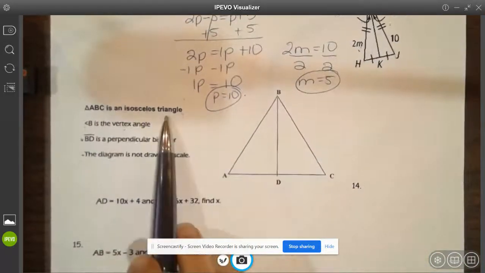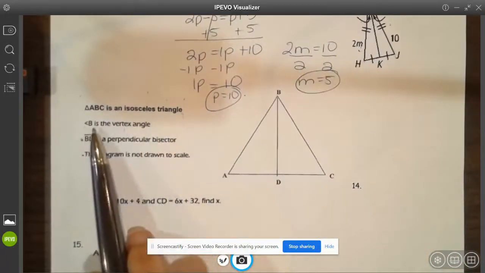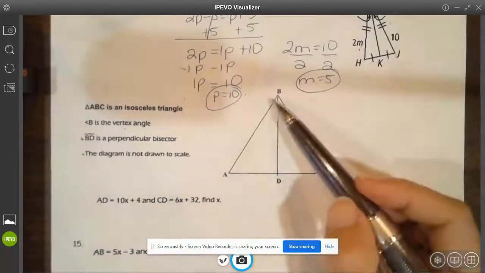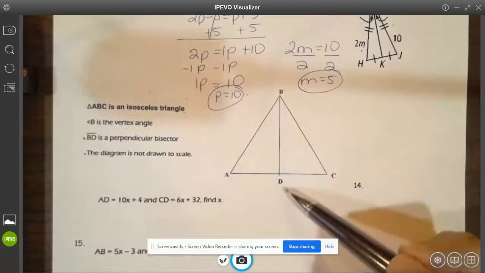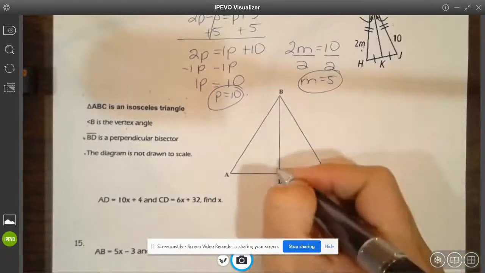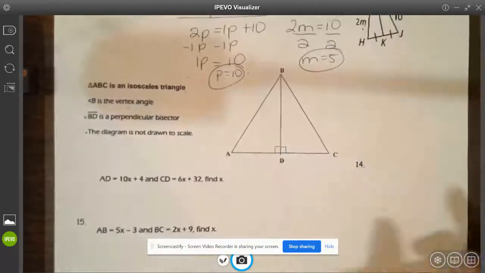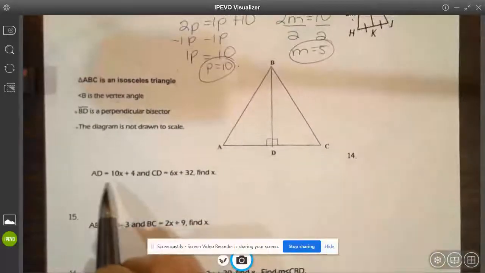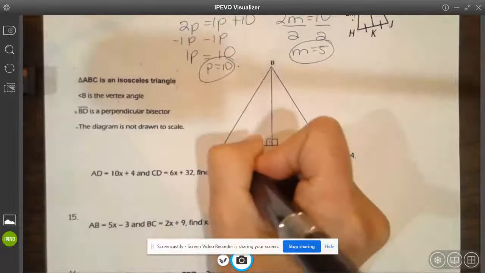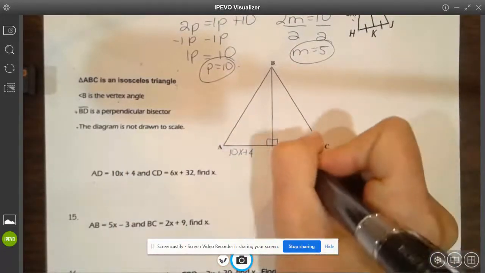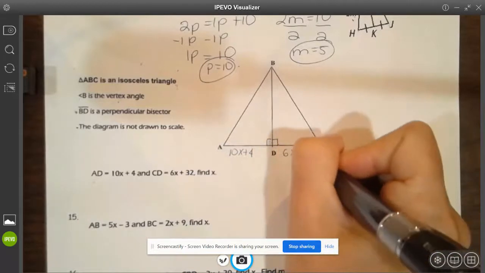So it says, ABC is an isosceles triangle. Angle B is a vertex angle, so this is a vertex angle. BD is a perpendicular bisector, so this is the perpendicular bisector. So that means that these two angles are going to be right angles, so they're 90 degrees. So it says AD is 10x plus 4, and CD right here is 6x plus 32.